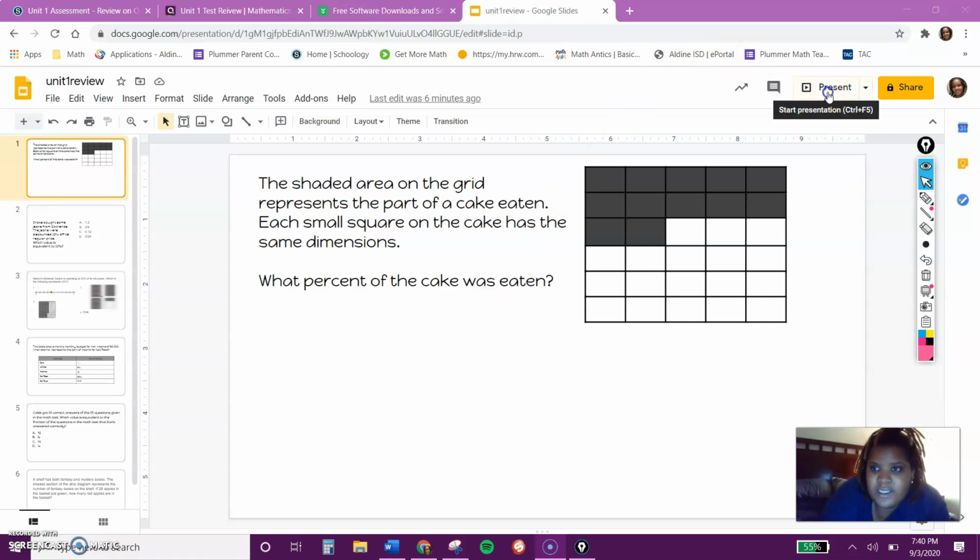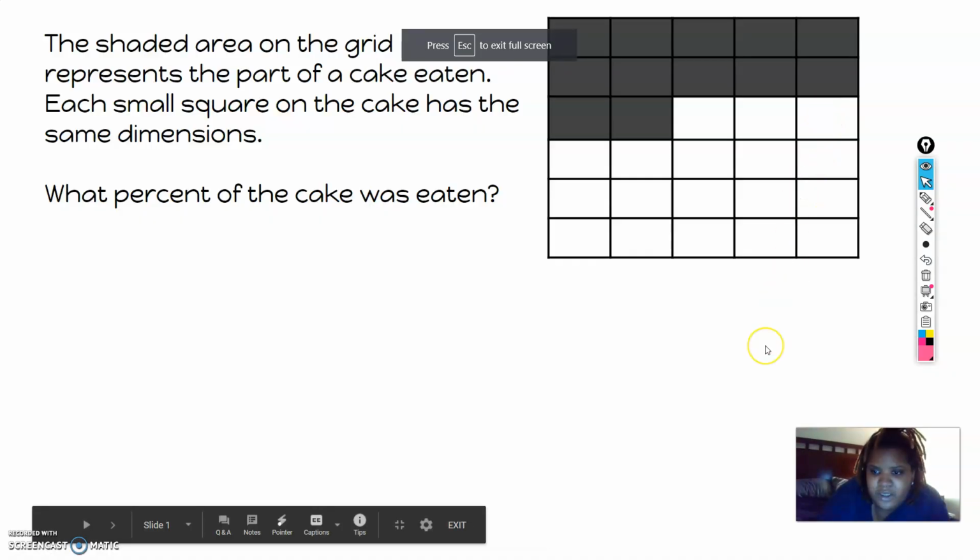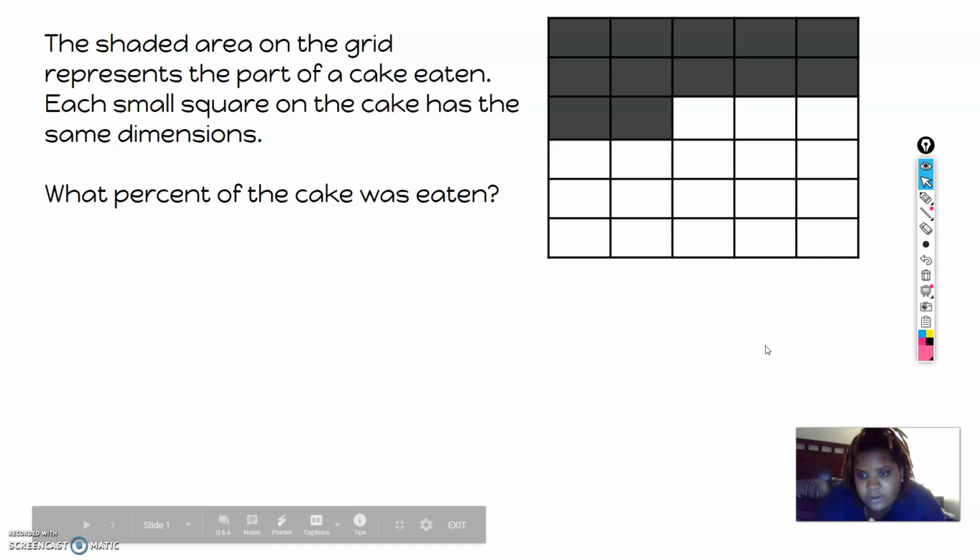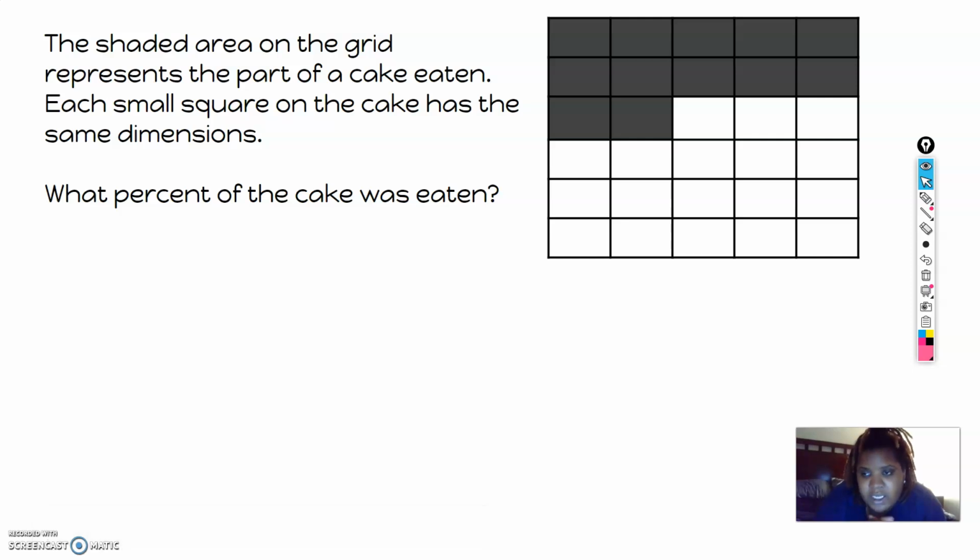Alright, so let's look at this problem. First of all, we've been talking about equivalent, which means equal, fractions, decimals, and percents. Please read the questions carefully. They're just asking you to find the equivalent fraction, decimal, or percent, or sometimes both. So this particular one is a word problem, but just read it carefully and you'll be able to get it.